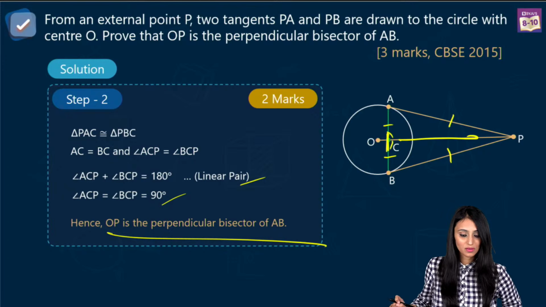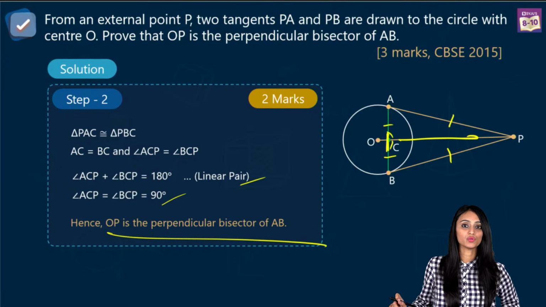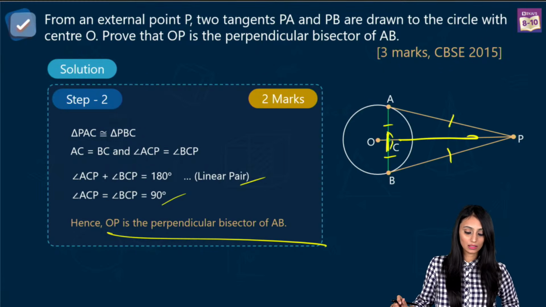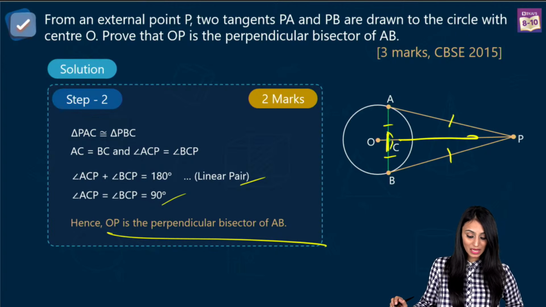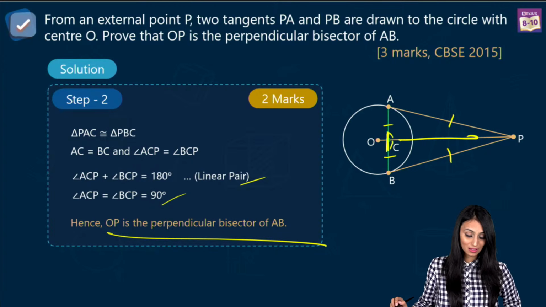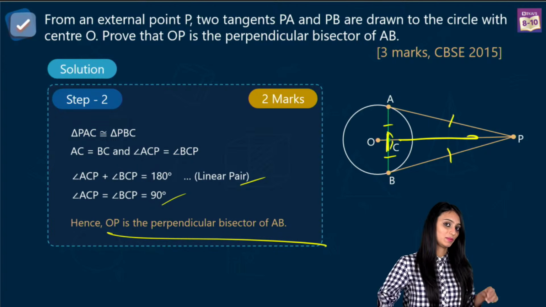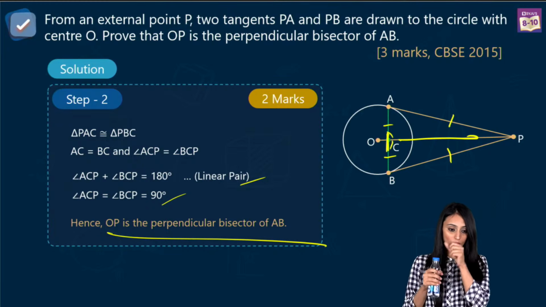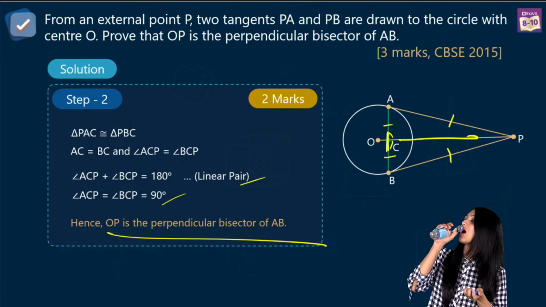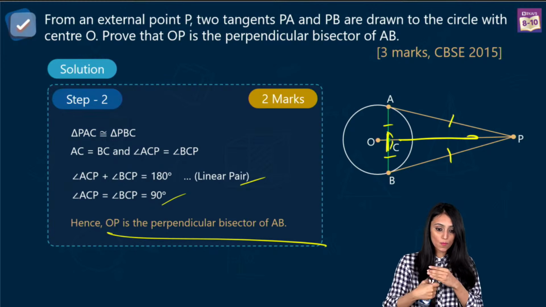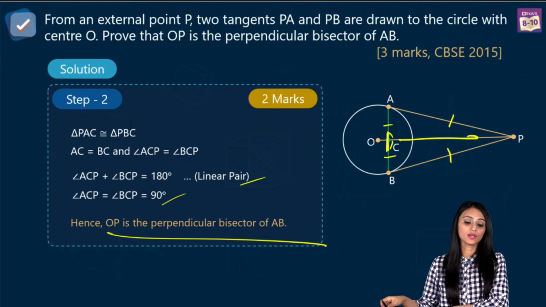RHS rule, you cannot use RHS, Piyush, because 90 degree angle is not there. And if you are thinking about RHS rule, you might be thinking that radius and tangent are 90 degree. But you see, our triangles over here are APC and BPC. AC is not the radius. So RHS can't be used.